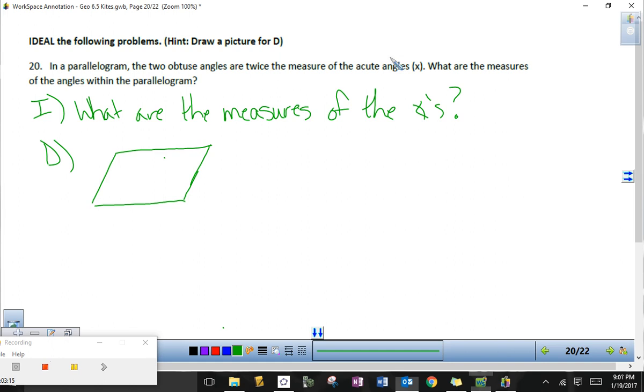If you remember, opposite angles in a parallelogram are congruent to each other. And we're told the acute angles, or the smaller angles, are x. So put an x in for each of those smaller angles. And then we're told the two obtuse angles, so the other ones, are twice the measure of that. Twice just means 2 times. So it's 2 times that x value, or 2x.